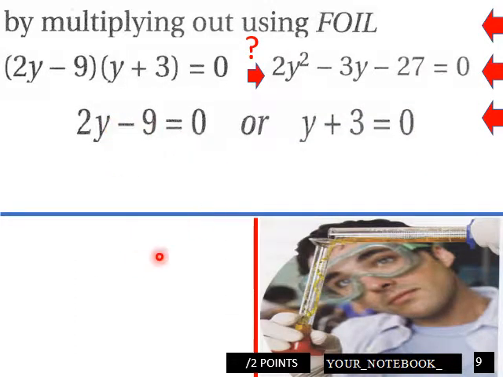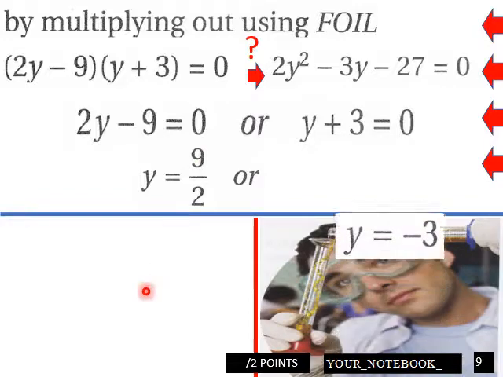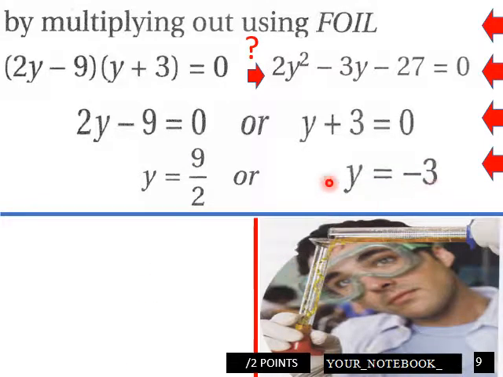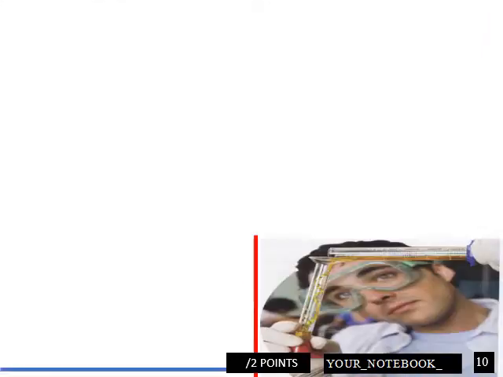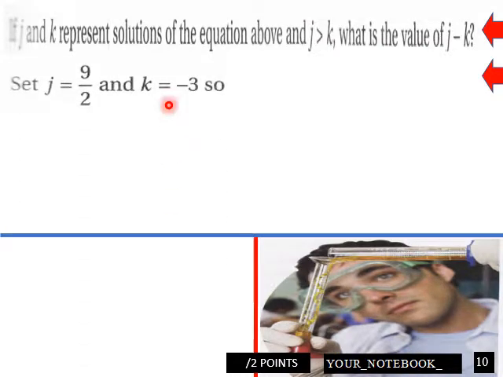So 2y minus 9 equals 0, y plus 3 equals 0. It does check. So y equals 9 over 2, or y equals negative 3. Those are your solutions. If j and k represent solutions, so j equals 9 over 2 and k equals negative 3.